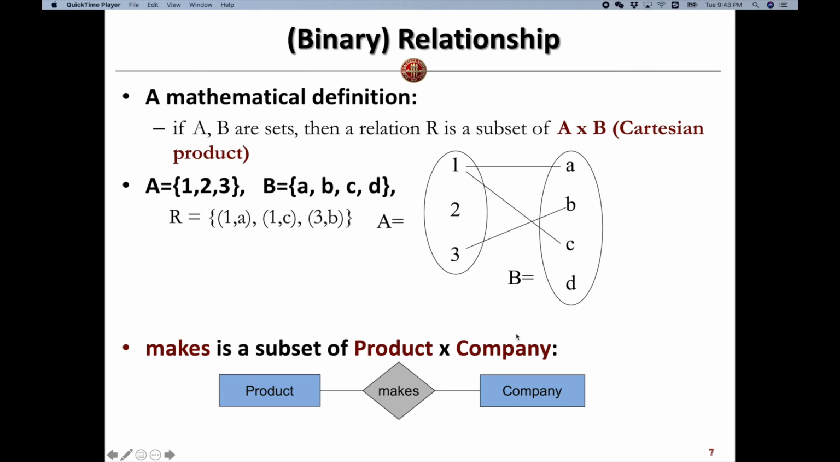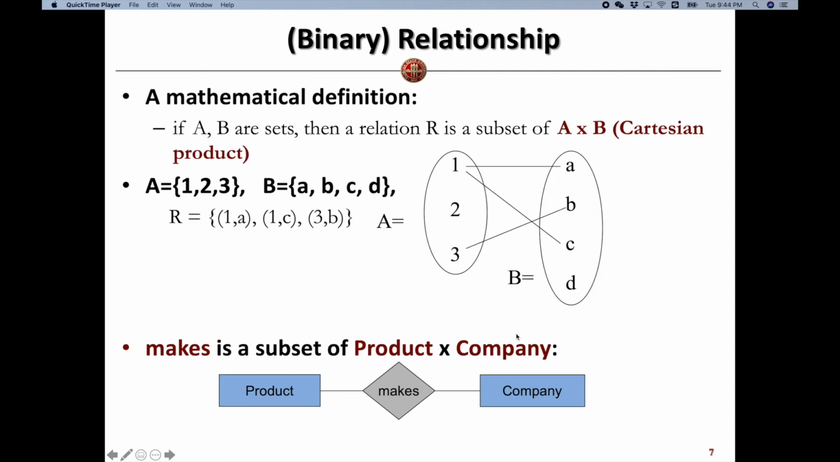Okay, so besides entities, another very important structure or concept in the ER model is called the relationship. In this page, we show a very basic relationship we can define for the entities. It's called a binary relationship. So in database systems, the relationship among entities is defined based on the product among sets.